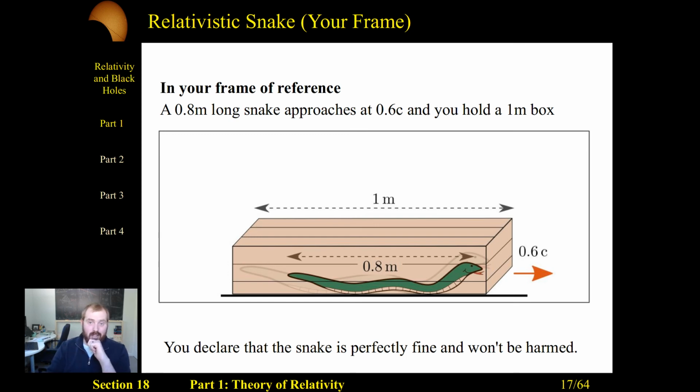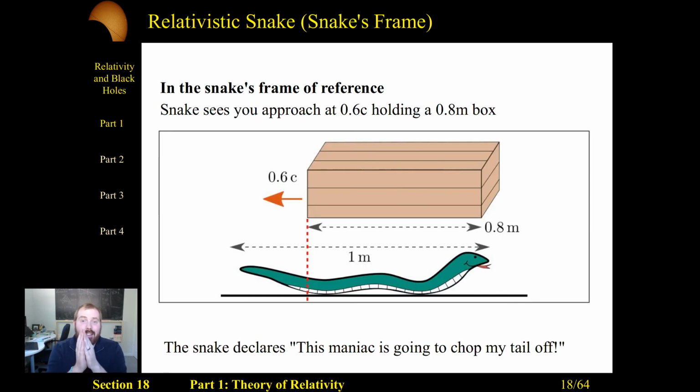But let's go from the snake's perspective. What happens there? In the snake's reference frame, it sees you holding a box that is 0.8 meters long. The snake itself is still a meter. So when you go to drop that box on the snake, what happens? You're going to pinch it. So the snake would declare that there's some box-wielding maniac out there, and if they drop that box on me, they're going to cut off my tail. What in the world's going on here?